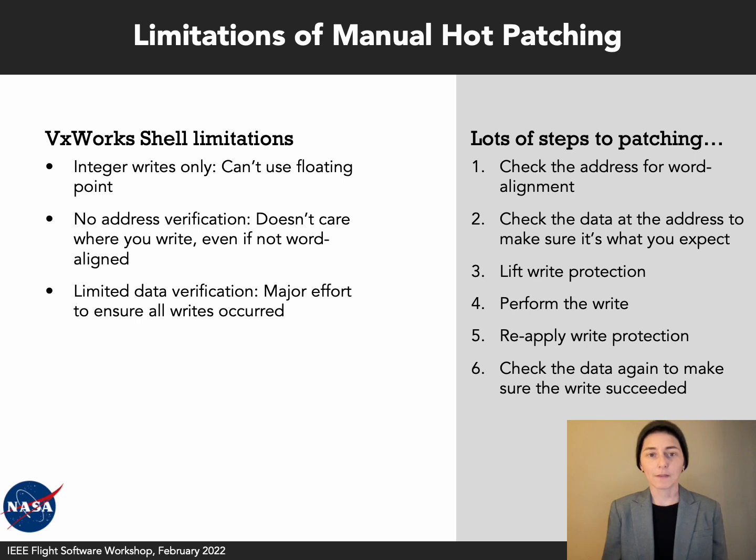And then there are lots of steps to performing the patch, each of which is a place where we could mess up. The first is you have to check the address for word alignment, then check the data at the address to make sure it's what you expect to see there. That means that you're not going to write somewhere you shouldn't be writing. Third, lift the write protection. Fourth, perform the write. Fifth, reapply the write protection. And then check the data again to make sure that the write succeeded.